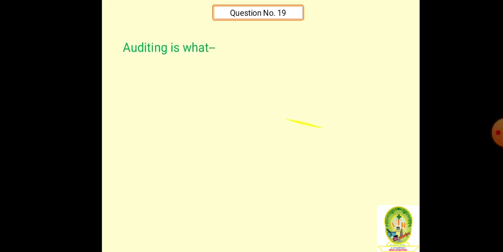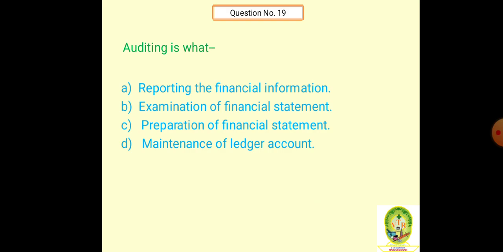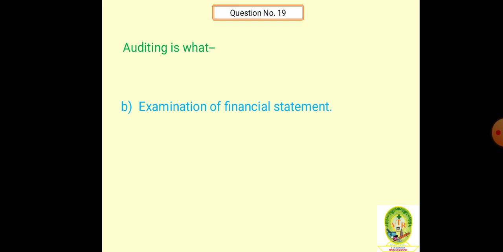Auditing is what? Options are A. Reporting the financial information, B. Examination of financial statement, C. Preparation of financial statement, D. Maintenance of ledger account. Right answer is B.